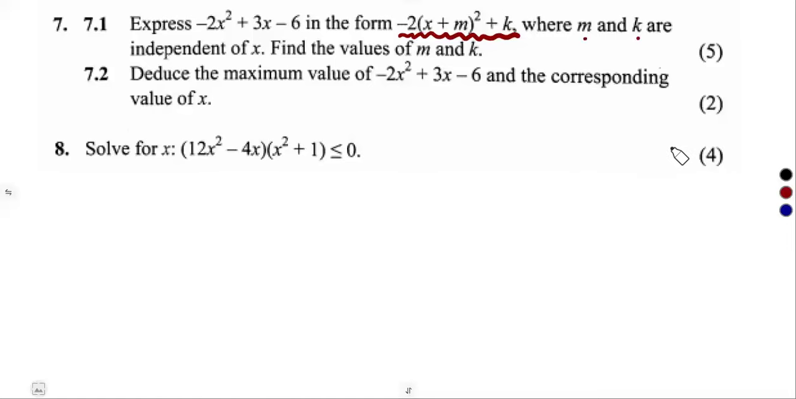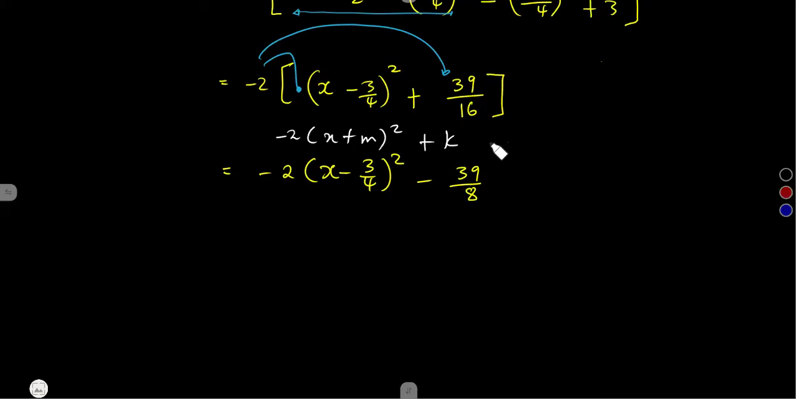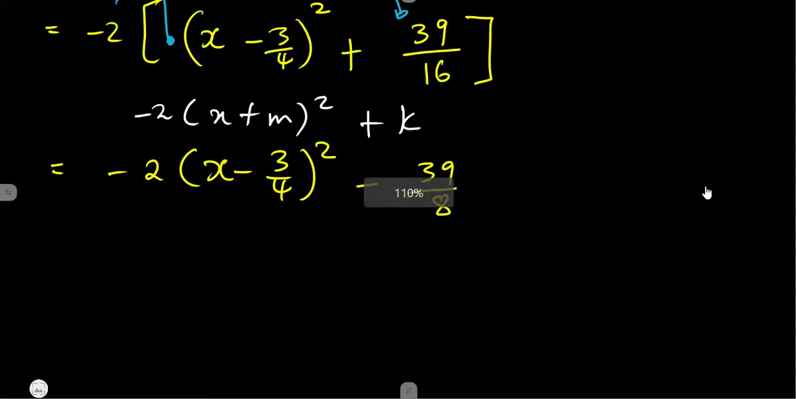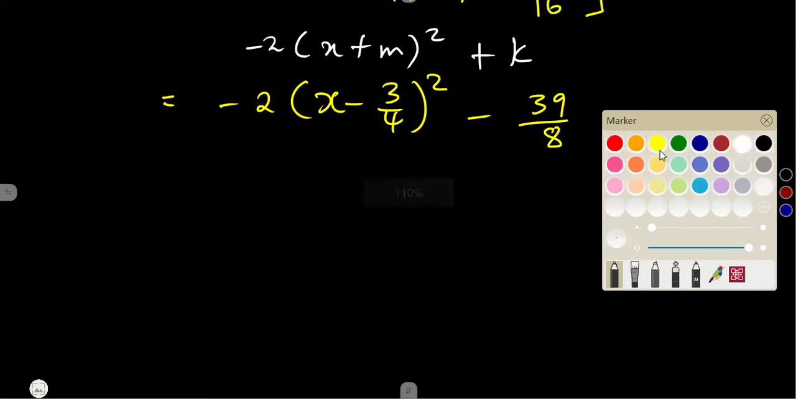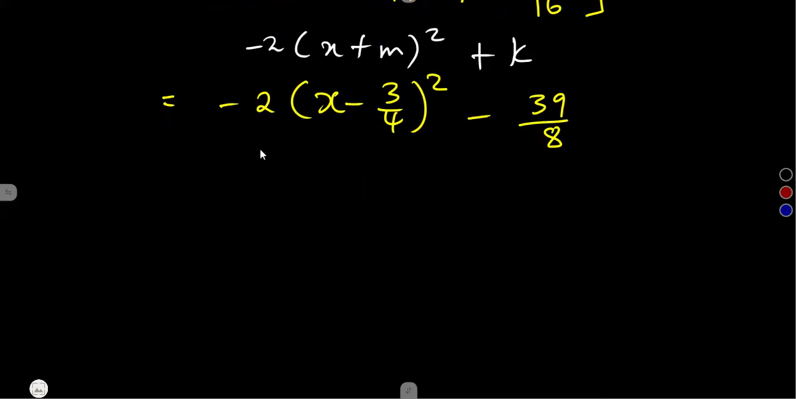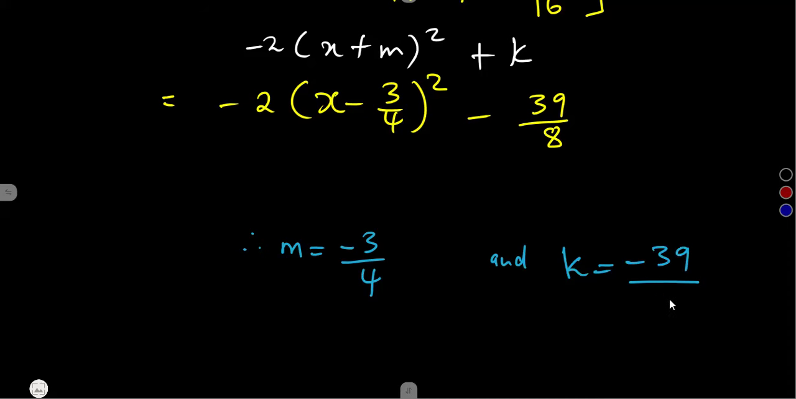The first part was to have it in this form. Then it's a continuation: after that, find the values of m and k. To find m and k, guys, we can simply use the format, because this format represents the same thing that we have here. So our m is, as it corresponds, negative, so m is equal to -3 over 4. What about our k? K is a constant, and our k is negative 39 over 8 as it is. So that was our question in this case.